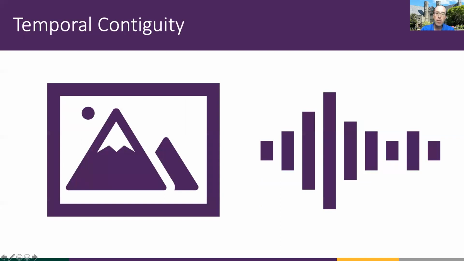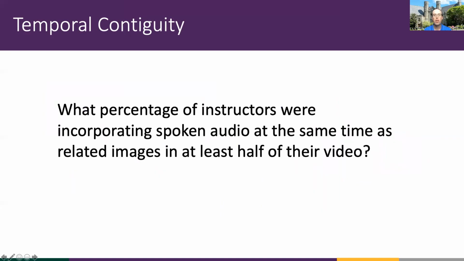So related to the spatial principle, the temporal contiguity principle is when images appear at the same time as they're being discussed by the narrator. So the image appears as the narrator is talking about it. So again, I ask you, the audience, what percentage of instructors were incorporating this spoken audio at the same time as the related image? So take your guess percentage-wise, throw that out in the chat there, and let's take a look.